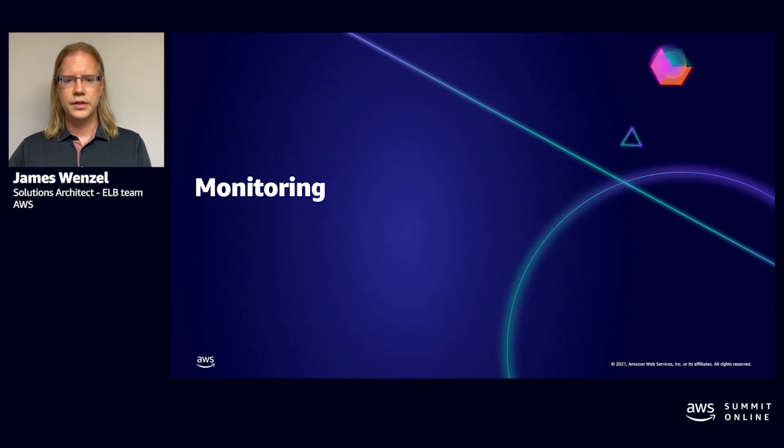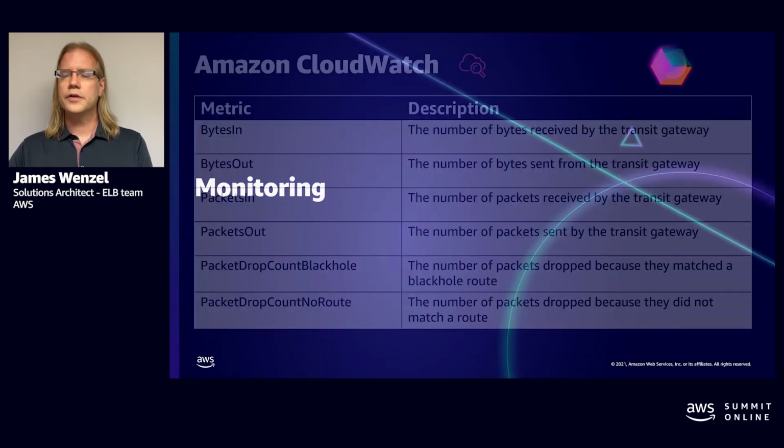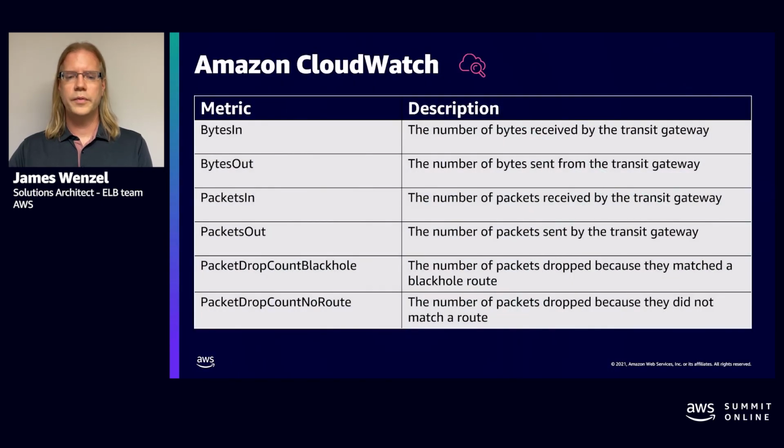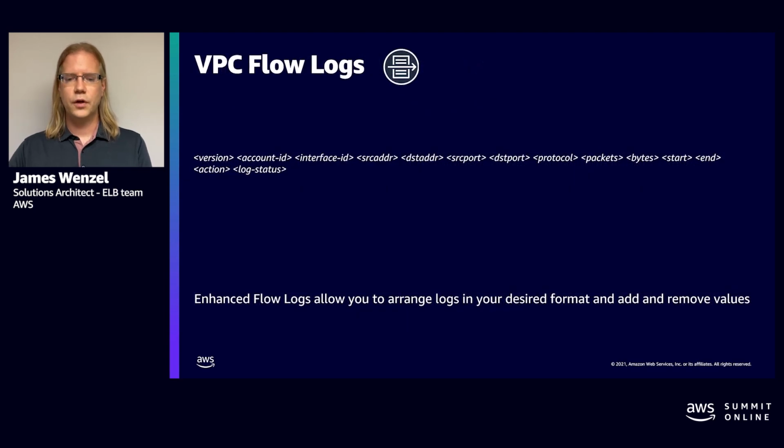And then the last thing we're going to talk about is monitoring today. There's many different places you can monitor. One of them is in Amazon CloudWatch, and CloudWatch basically is an account-based monitoring setup. The next is VPC flow logs, which with enhanced flow logs, you can actually manipulate and add and remove fields.